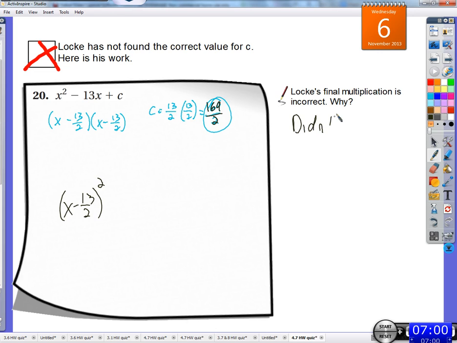So what did he do? He didn't multiply the denominators.